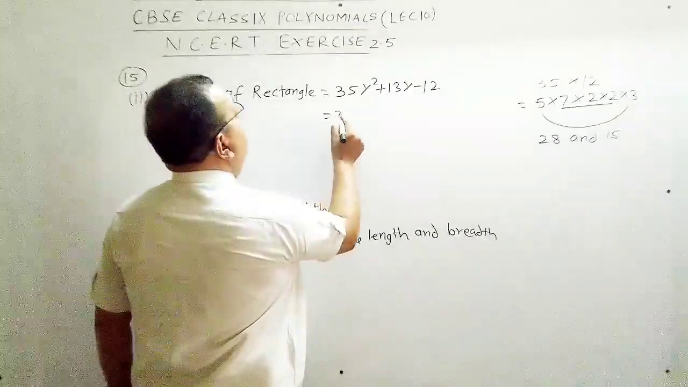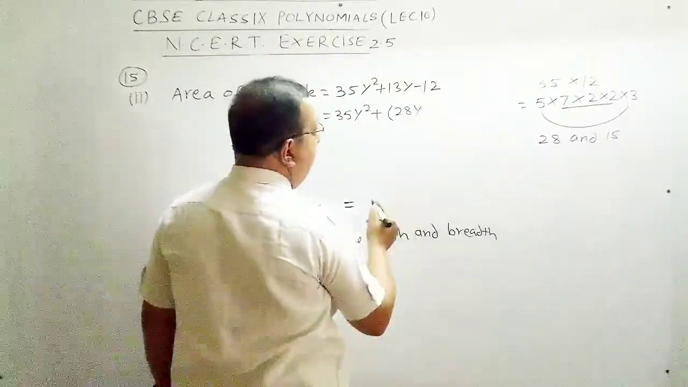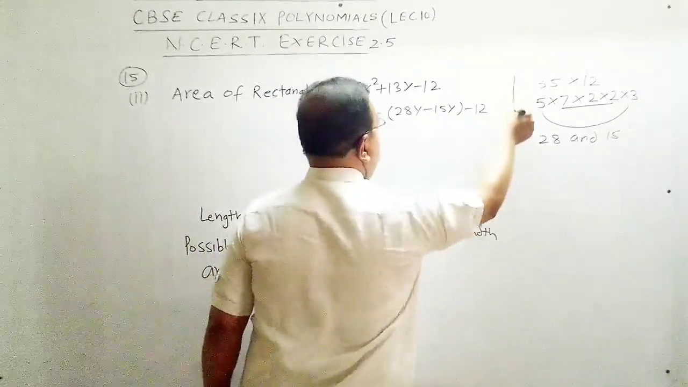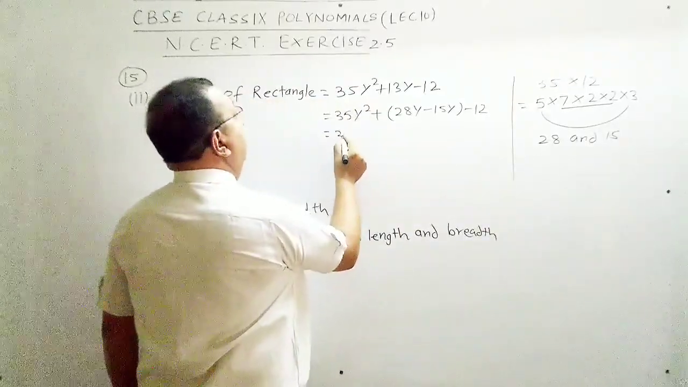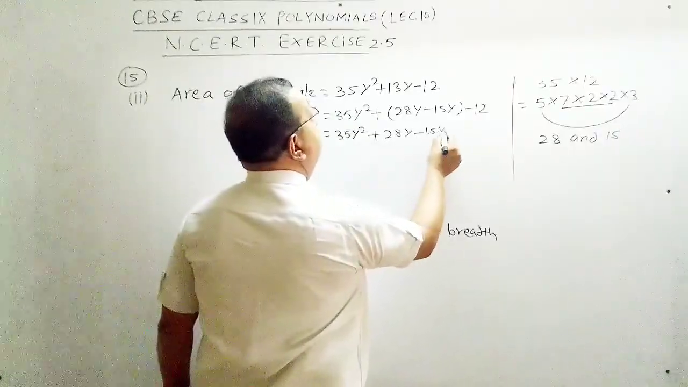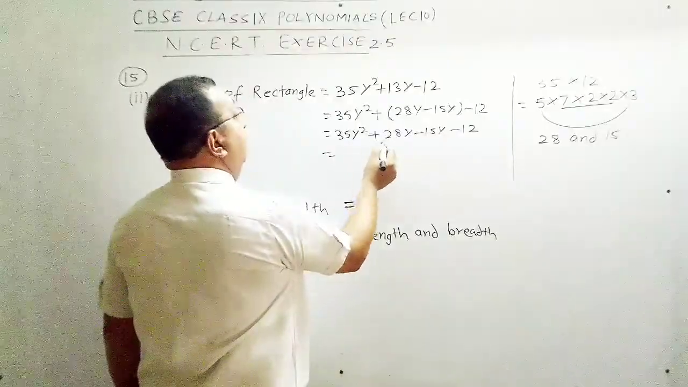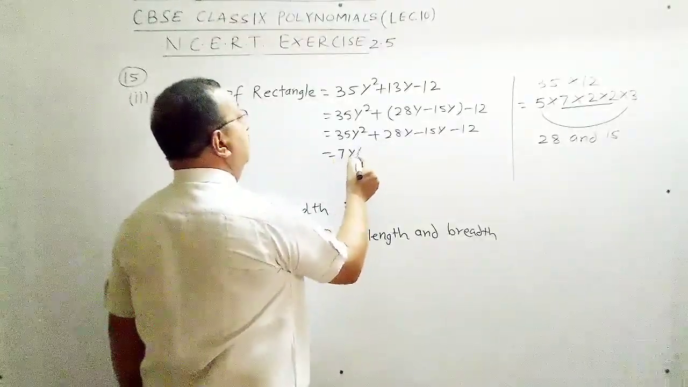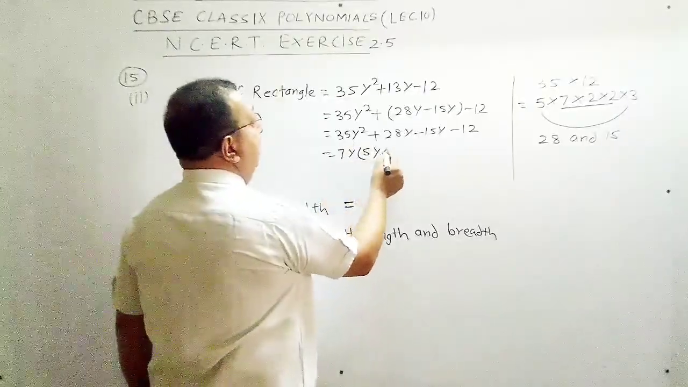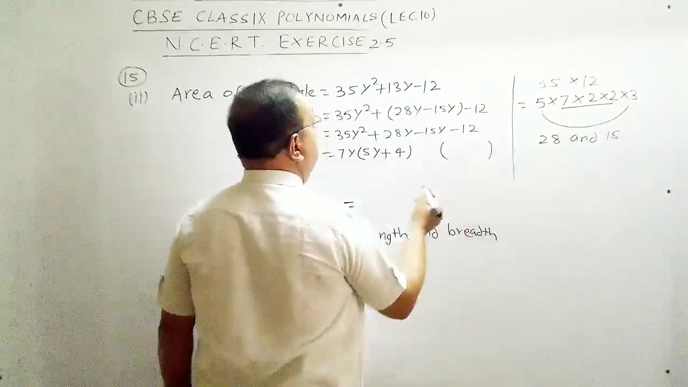So 35y square plus 28y minus 15y minus 12. 35y square plus 28y minus 15y minus 12. 35y square and 28y square, 7 is common and y is common. 7 5s are 35. From y square, y is common, y is left. 7 4s are 28, y is common, leave some place.